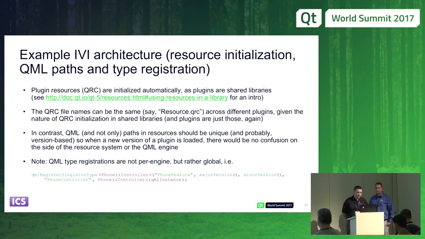Let's say you have your feature's main QML under a certain path, and then it comes under the same path in the next version of the plugin. So do not confuse yourself and not run into any issues with the QRC system and with the QML engine caching mechanisms. The advice would obviously be to just use some versioning in your paths, and that will handle it.